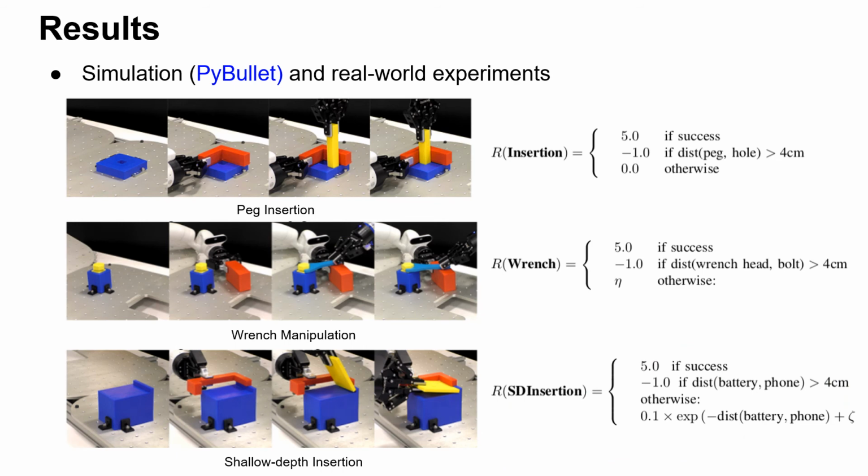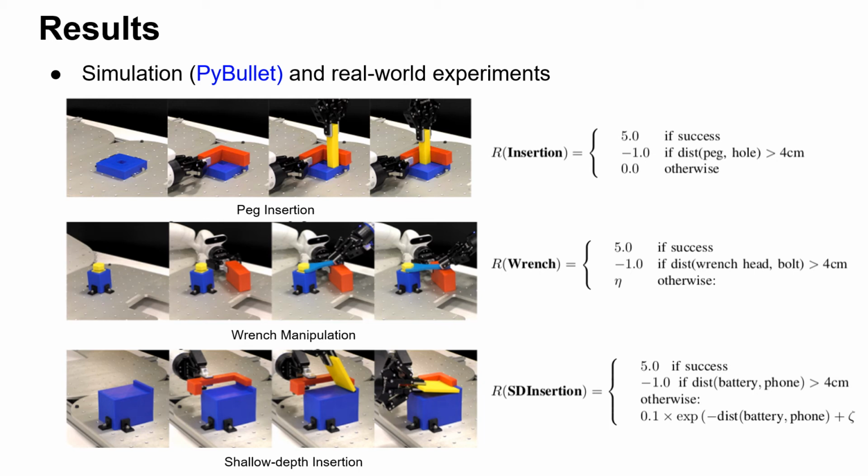To test the efficacy of their framework, experiments have been conducted in both real and PyBullet simulation. In the peg insertion task, the fixture prevents the peg from slipping past the wall. If the peg is inserted, the task is successful and the robot receives a reward of +5. Otherwise, it gets a reward of -1 if the distance between peg and hole is greater than 4 cm, else it gets 0 reward. In wrench manipulation, the fixture provides support for the wrench to stay horizontal.